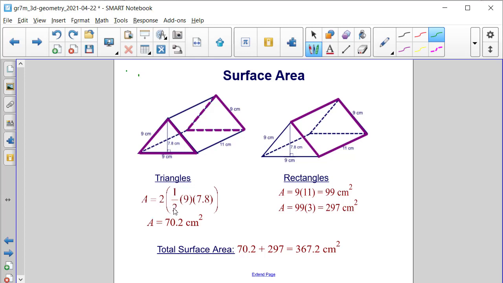We multiplied the area formula of a triangle by 2 since there are 2 triangles, and we found out that the area of the 2 triangles is 70 2/10 square centimeters. And we can find the area of each of these rectangles, which is 99 square centimeters, and we can multiply that by 3 because there are 3 equal or congruent rectangles going all the way around. So the total area of all the rectangles is 297 square centimeters, and if we add these 2 values together, we find that the total surface area is 367 2/10 square centimeters.